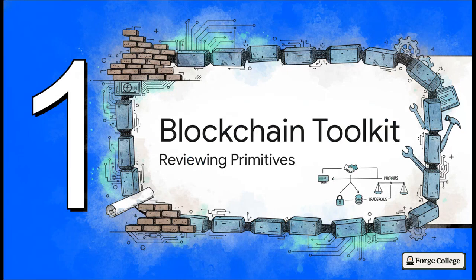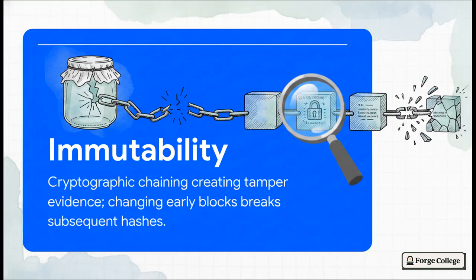All right, section 1, the blockchain toolkit, reviewing our primitives. Before we start building, we absolutely have to review our core engineering tools. Because look, before we write a single line of code, we have to know our tools, our primitives. And our absolute foundational tool here is immutability.